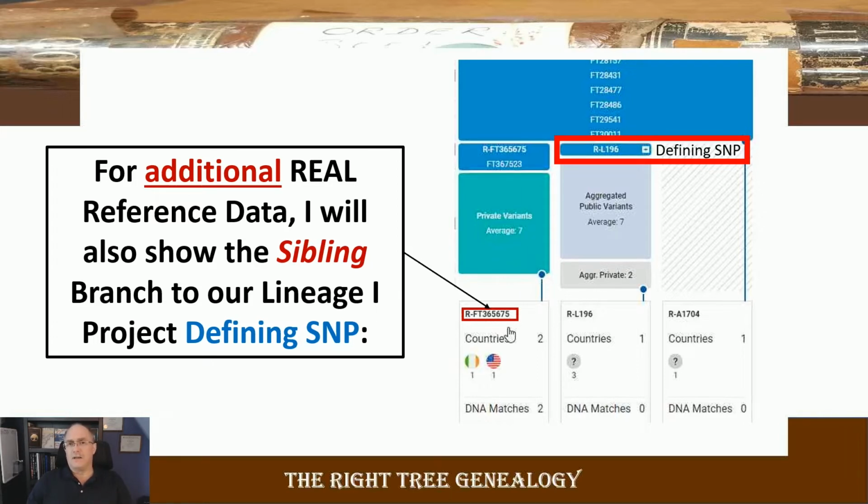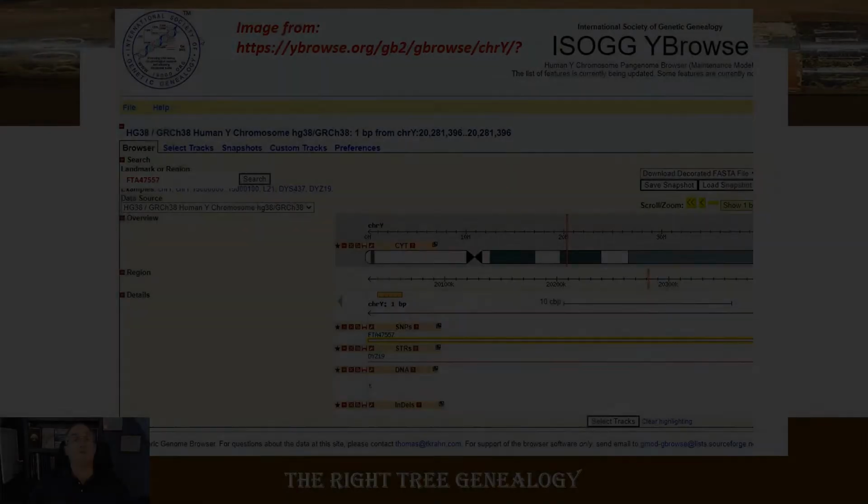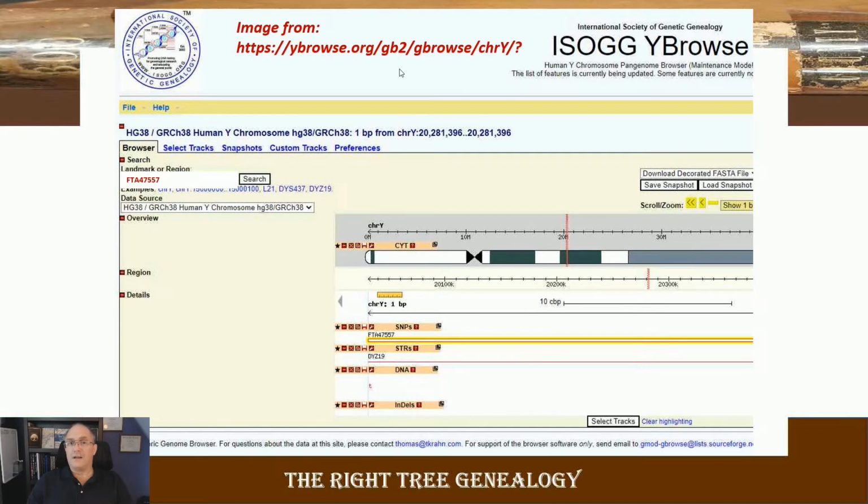The next part of this is going to cover where I found, to answer that first question, where did you find the location or position of that SNP when it wasn't in FTDNA. I went to this URL area and opened it up, and in the ISOGG browse, typed in my FTA 47557 so I could get the location. Well, that location is 20,281,396. And there's other stuff you can get from this site, but I'm using it for this specific purpose.